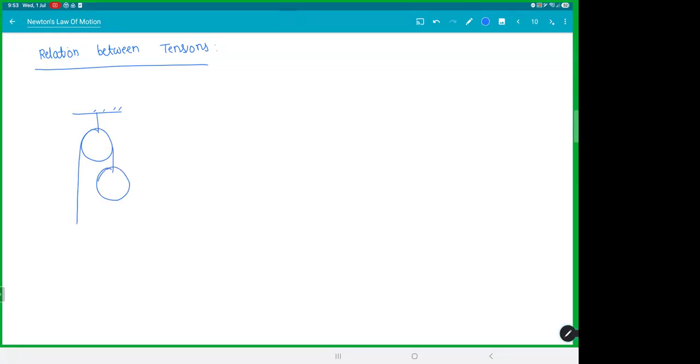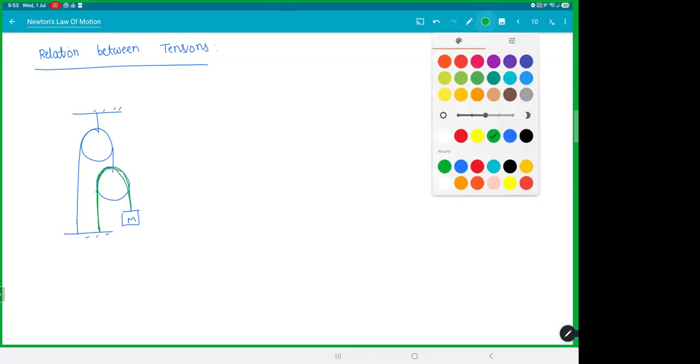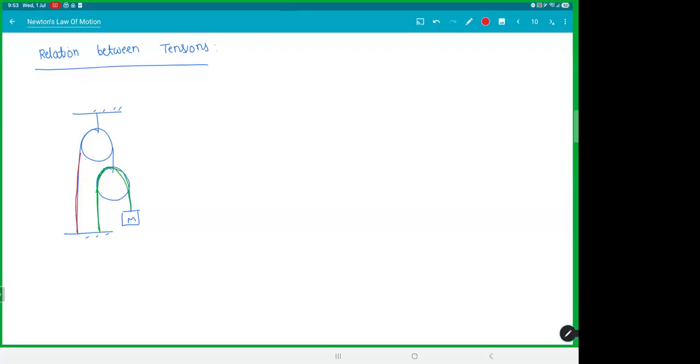Let's say we have a pulley like this. Now look at here carefully. There are different strings here. This whole thing, the green one, is one string. This whole thing, this red one, is a different string. These strings are different. So the string will pull with this tension T1.